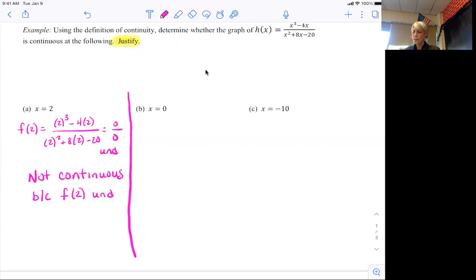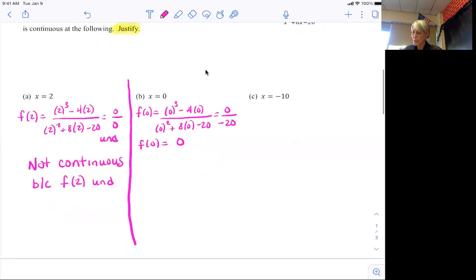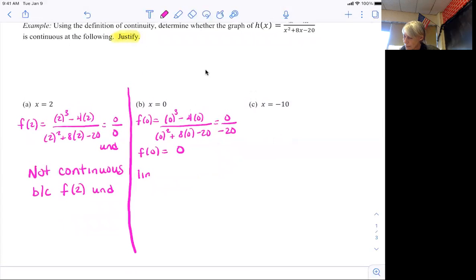When x equals 0, well, let's see what happens here. Start by plugging in 0. 0 cubed minus 4 times 0, over 0 squared plus 8 times 0 minus 20. That is 0 over negative 20. So when I plug in 0, I get 0 as my answer. So I got an answer, I move on to step 2. Now I'm going to evaluate my limit, the limit as x approaches 0 of this function.